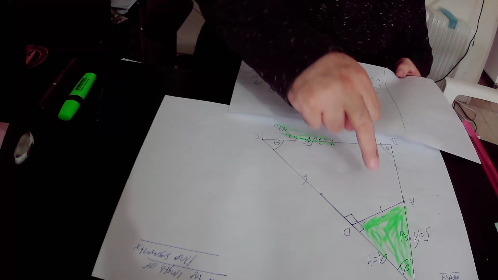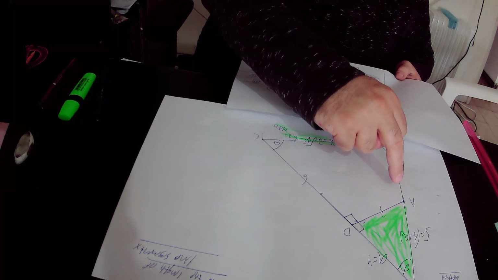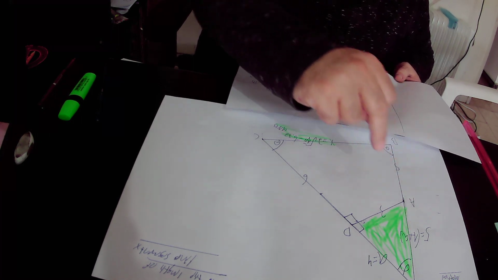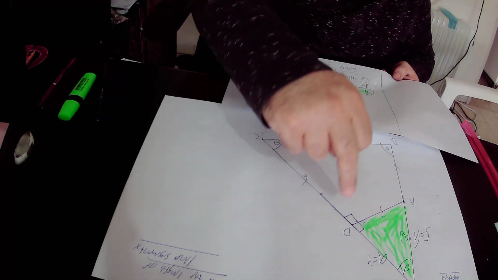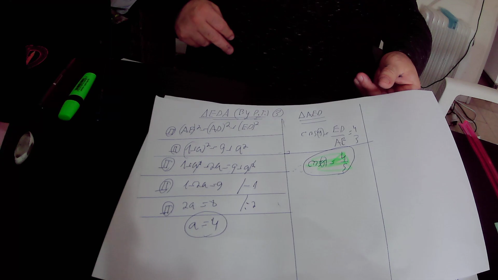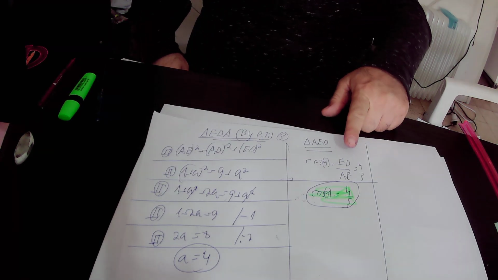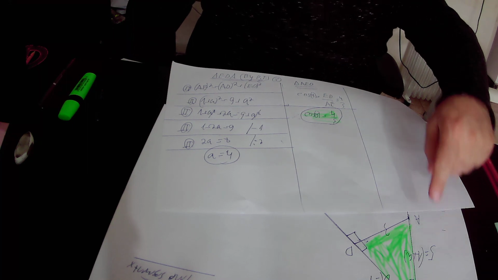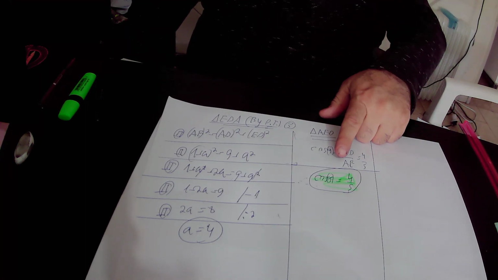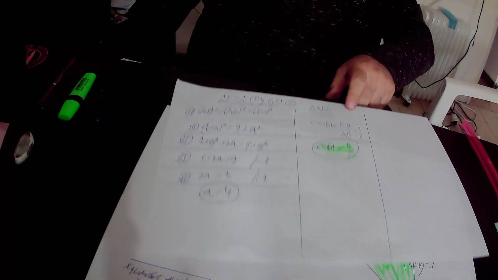So in the right green triangle, we defined angle AED as alpha. In this green right triangle, we know that cosine alpha equals ED over AE. ED equals 4, AE equals 5. So in conclusion, we found out that cosine alpha equals 4 over 5.